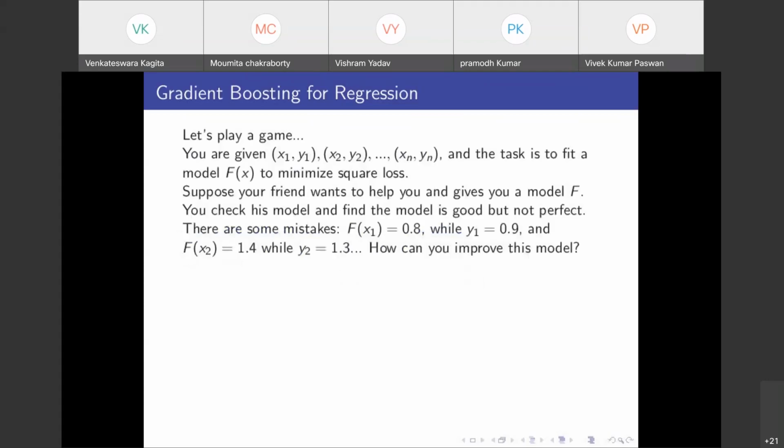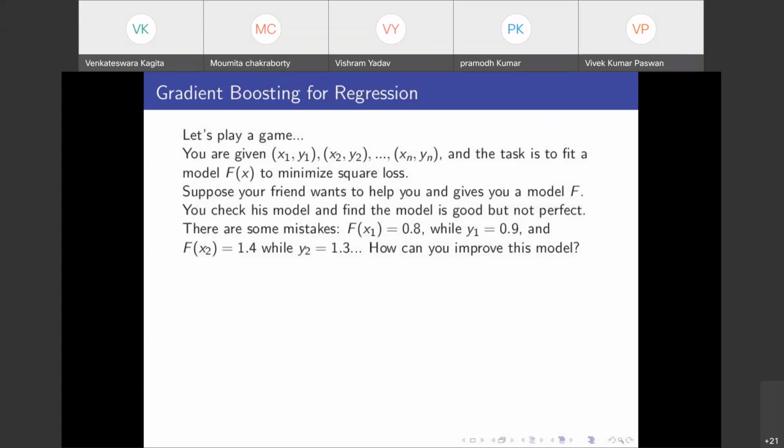Right. So for now, let's play a game. Forget about gradient boosting and let's play a game. You're given x1, y1, x2, y2, and so on, up to xn, yn. This is the data set given to you, where xi is the feature vector and yi is the corresponding class label. And the task is to fit a model f of x to minimize the squared loss, which is a typical regression problem. We want to minimize the difference between the actual and the predicted, and we take squared loss to minimize that.